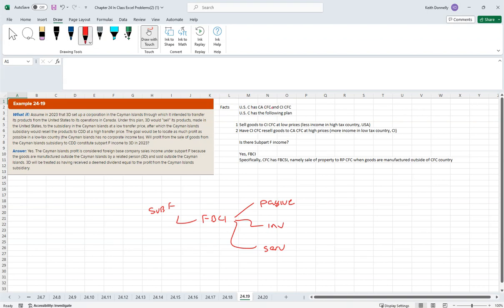This example says a US corporation has a Canadian CFC and a Cayman Islands CFC. So there are two CFCs here, and a parent corporation in the US. They own a Canadian corporation and they own a corporation in the Cayman Islands. Here's what they're doing. Step one, the parent, we'll put the little action line there, sells goods, not to the Canadian, but to the Cayman Island CFC at low prices.